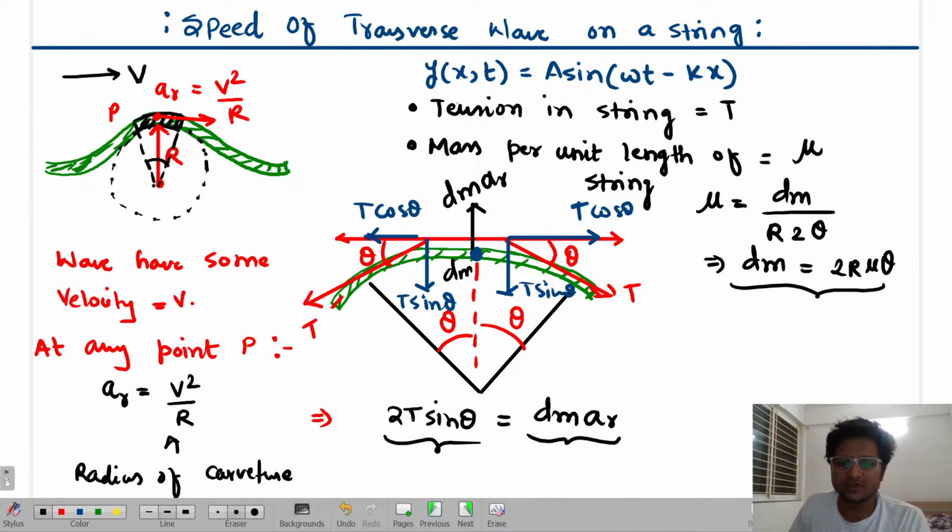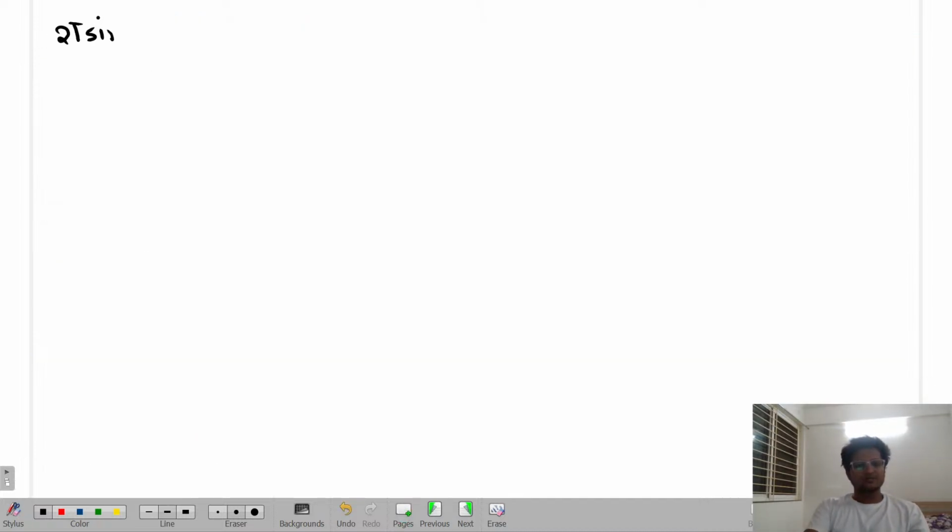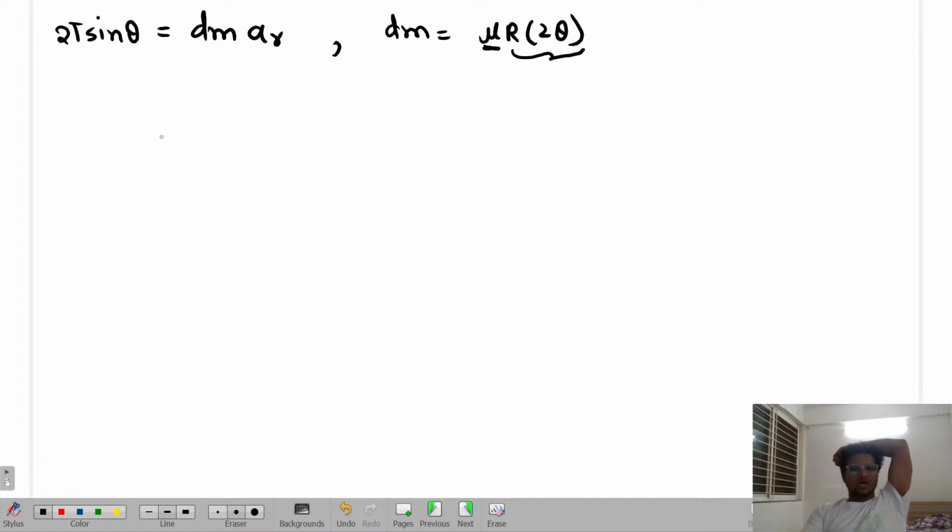This is my force equation. I'll just replace all these things. So try to see, 2T sine theta is equal to mass dm into radial acceleration a_r, where dm is equal to mu into r into 2 theta. This is my mass per unit length density into the arc length. Replace it over here. What you will get: 2T sine theta is equal to mu r into 2 theta into radial acceleration. Radial acceleration is also v square by r. So r got cancelled, 2 got cancelled.